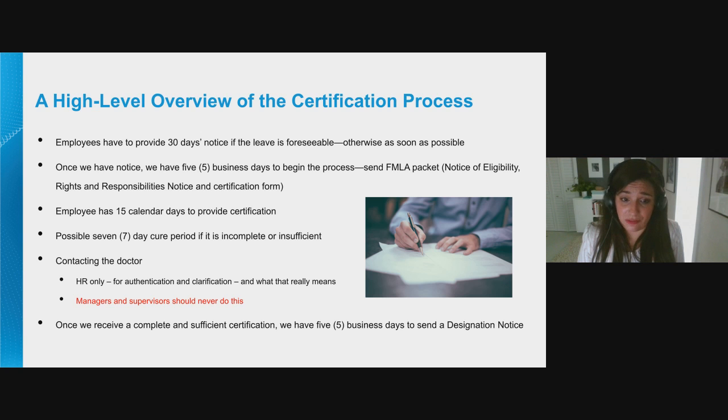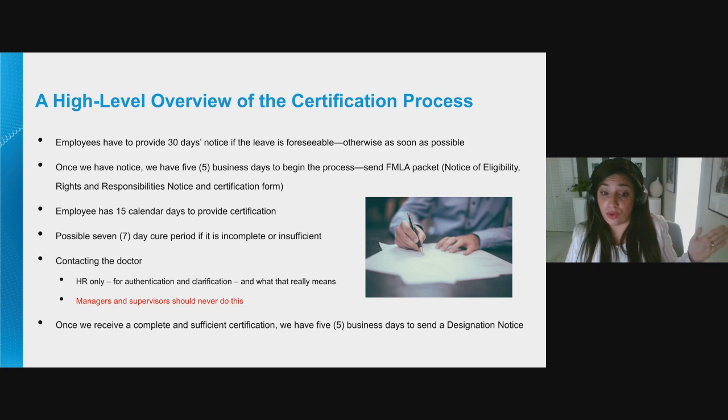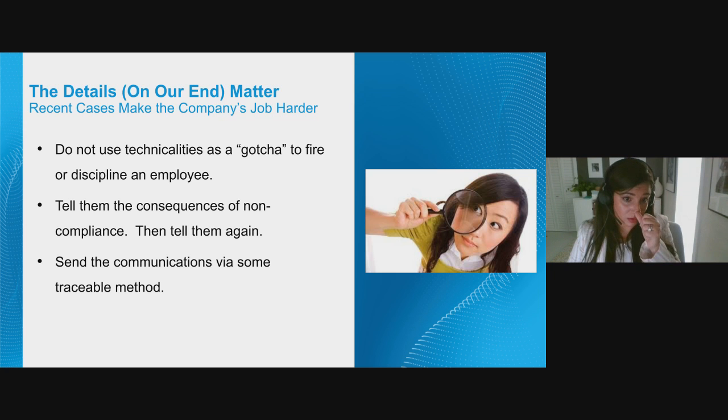Now, once we receive a complete and sufficient certification, we have 5 business days to designate the leave as FMLA. Remember a few minutes ago, I mentioned that if a person has a qualifying event and they're eligible for FMLA, we have an obligation to designate the leave as FMLA. So that's something that we have to do within 5 business days. I already covered this, so I'm going to skip ahead.